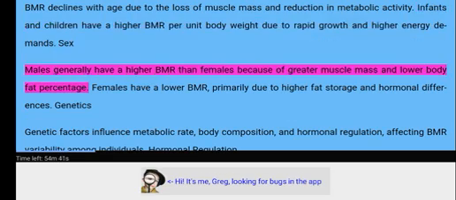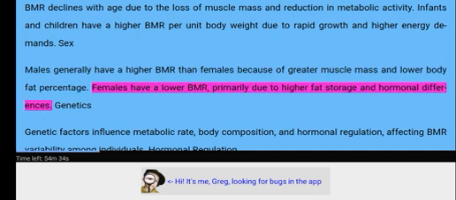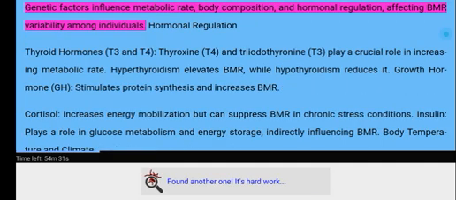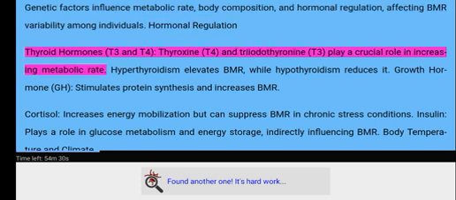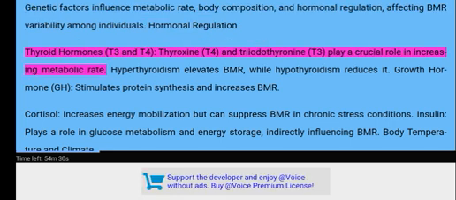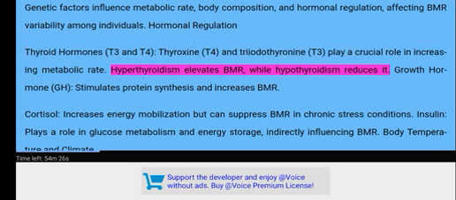Sex: males generally have a higher BMR than females because of greater muscle mass and lower body fat percentage. Females have a lower BMR, primarily due to higher fat storage and hormonal differences. Genetics: genetic factors influence metabolic rate, body composition, and hormonal regulation, affecting BMR variability among individuals. Hormonal regulation: thyroid hormones, thyroxine T4 and triiodothyronine T3, play a crucial role in increasing metabolic rate. Hyperthyroidism elevates BMR, while hypothyroidism reduces it.